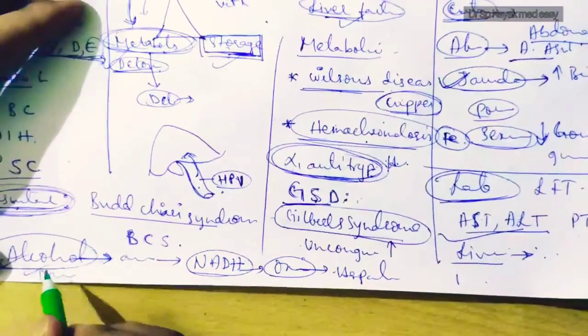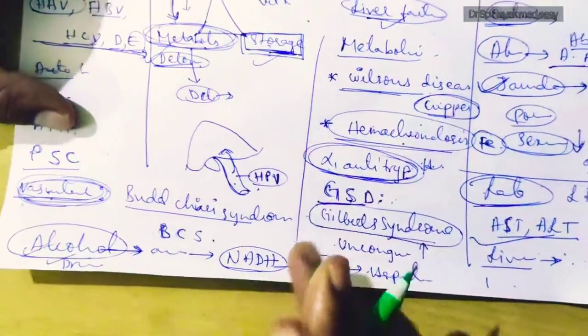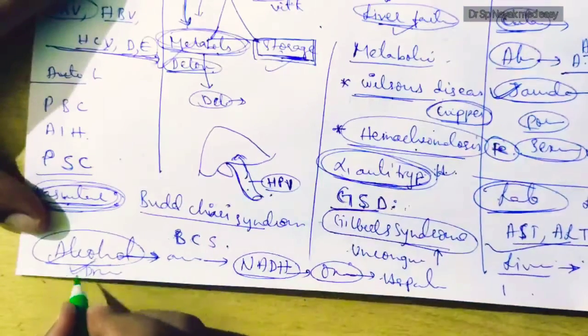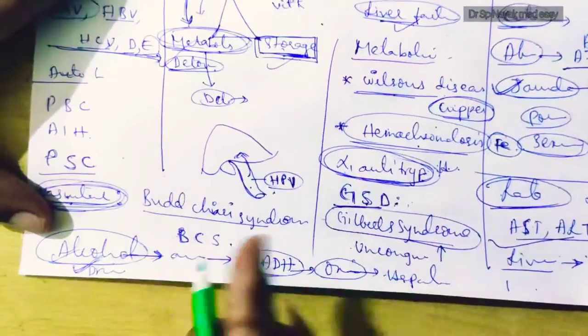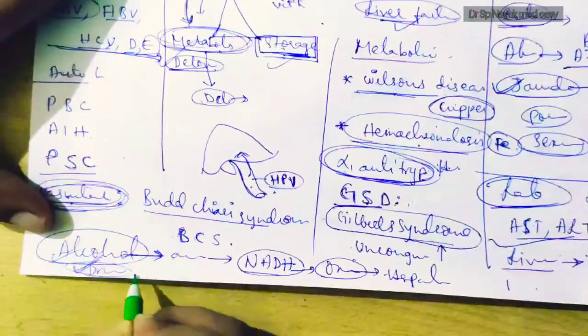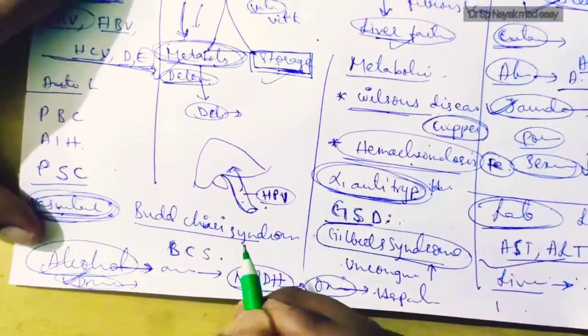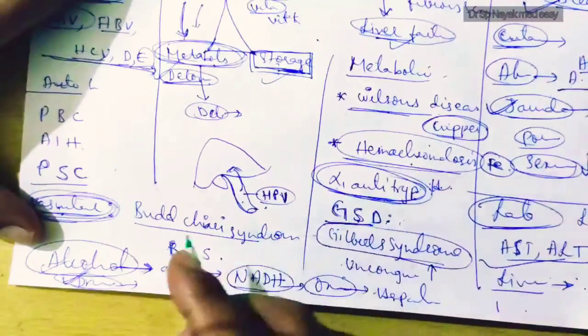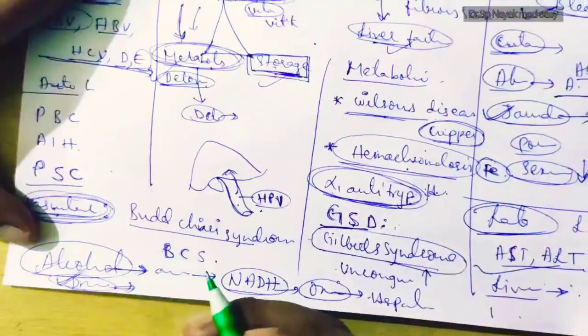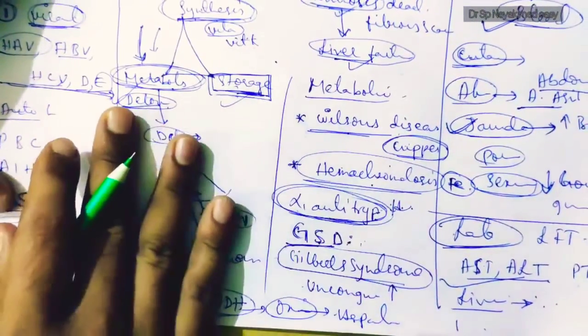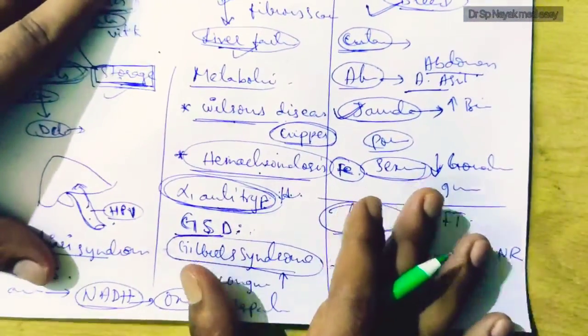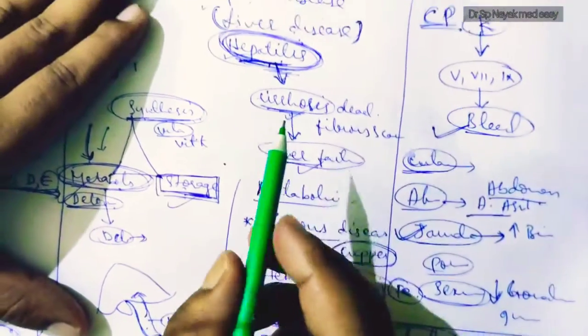So alcohol and drugs, many drugs starting from paracetamol. I think you all know that a high or toxic concentration of almost all drugs, 99% of drugs, will cause hepatitis or hepatic failure. So these are some of the causes and clinical presentations of hepatitis and liver disease.